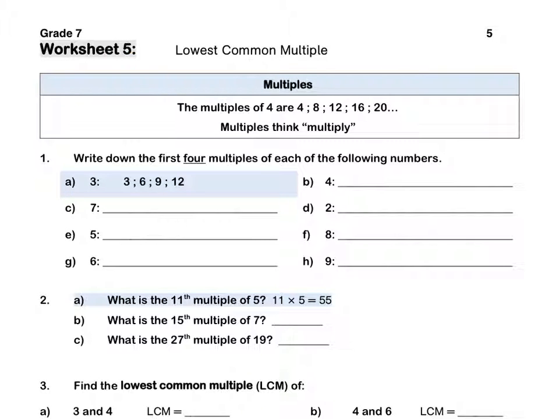Worksheet 5. Multiples. The multiples of 4 are 4, 8, 12, 16, 20. Multiples, think multiply, because 4 times 1 is 4, 4 times 2 is 8, 4 times 3, 4 times 4, 4 times 5. Question 1. Write down the first 4 multiples of each of the following numbers. 3, we have 3, 6, 9, 12. Press pause to complete question 1 by yourself.